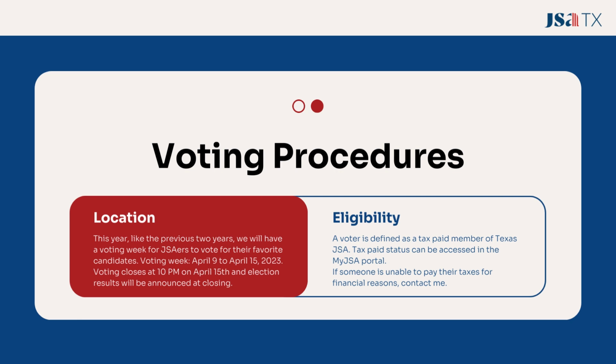And you have to be eligible to vote. So a voter is defined as a tax-paid member of Texas JSA. You can check that tax-paid status in your My JSA portal. Let me know if someone's unable to pay their taxes.